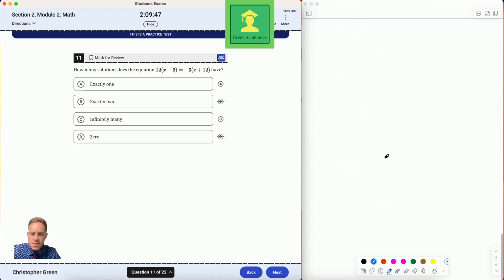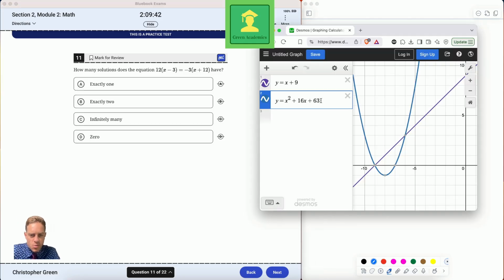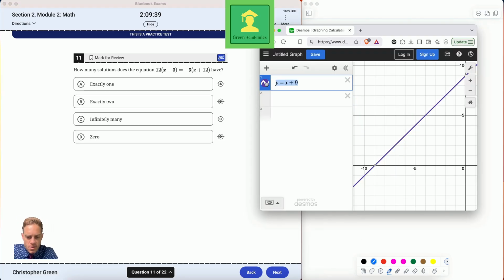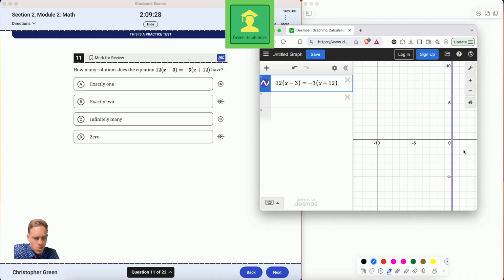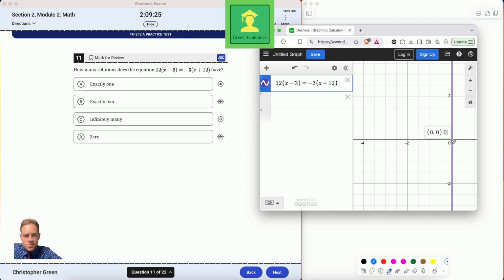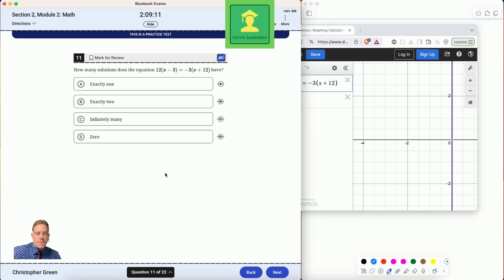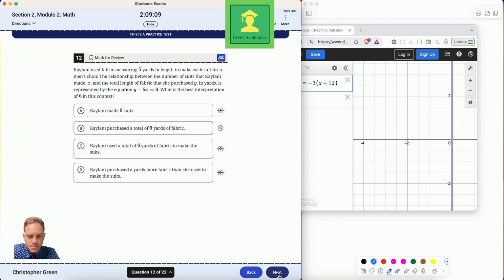How many solutions does that have? Well, I'm just going to type this into Desmos the way it's written. Now, you have to understand the form in which it spits out the answer or potentially the lack of answers if you type it this way. It's only going to show you a vertical line, a vertical line at the solution. So the solution is x equals 0, right? And that's the only solution, which makes sense. So 12 times -3 is the same as -3 times 12. So 0 is the solution, which makes the answer exactly 1.